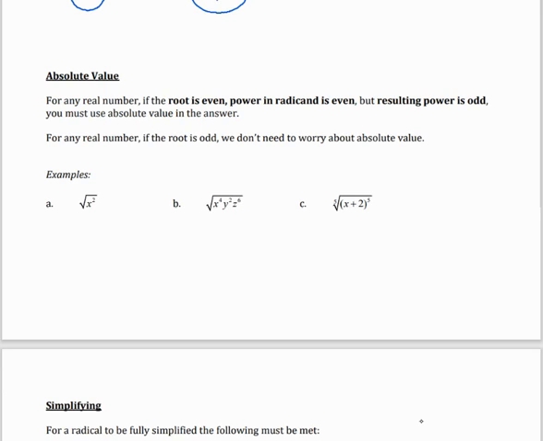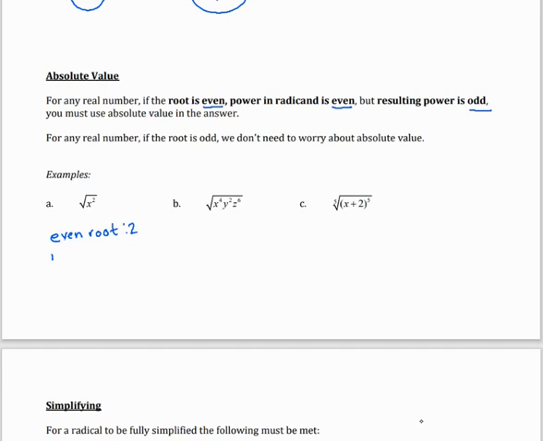So here's our general rule. If we have a root that is even, okay, so my little index is even, the power inside the radicand is even, but the resulting power outside is odd, you must use absolute value. So even comes out odd, and that's in terms of powers, not coefficients. So if we look at our first example, that's a square root. So that's an even root, right? So an even root of 2.